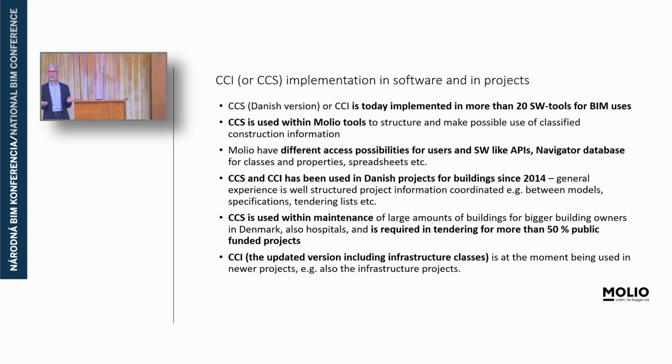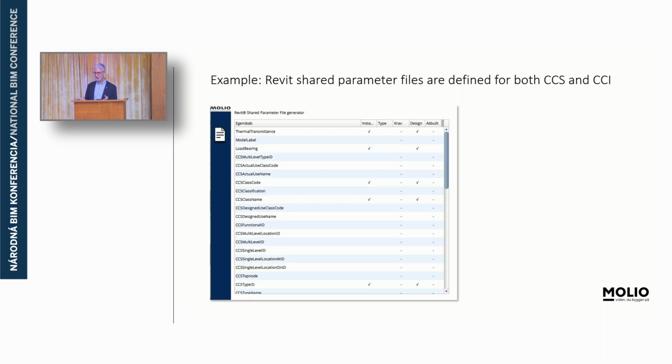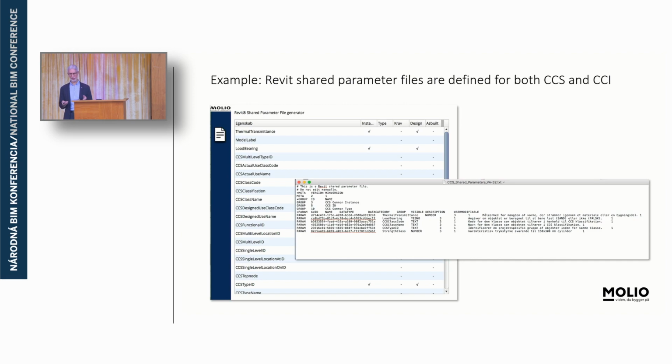It has been used in Danish building projects since 2014, and now it's used in more than 50% of all publicly funded projects, being required to be used, because it's also very suitable for maintenance and operation. And the updated version of this now includes also infrastructure classes. We, for instance, made, this is just for Revit, I think we also made it for Tekla and ArchiCAD, shared parameter files, so it was easy to use. You can see there it is with CCS, but it also exists with CCI.